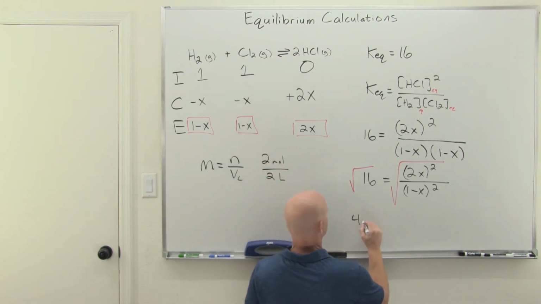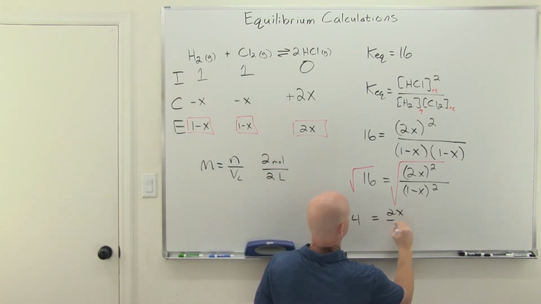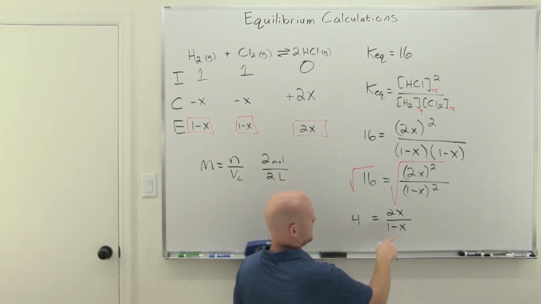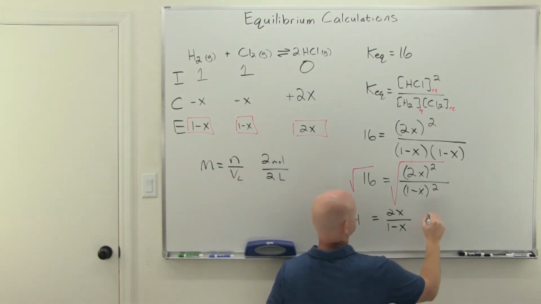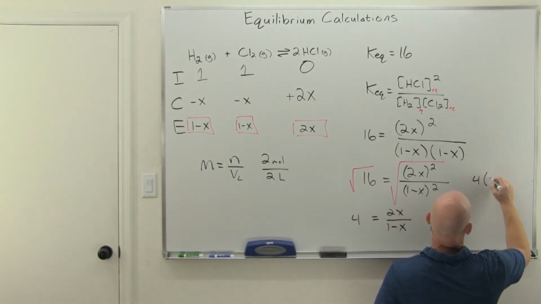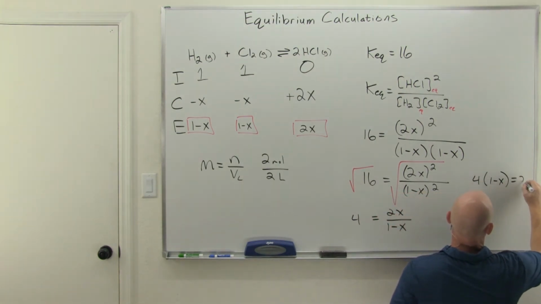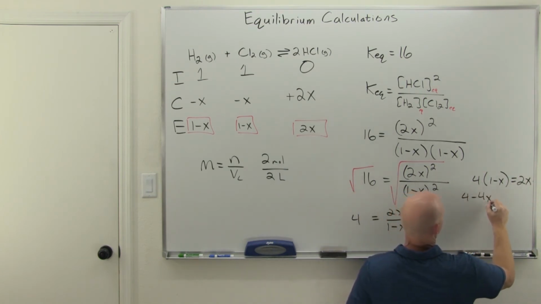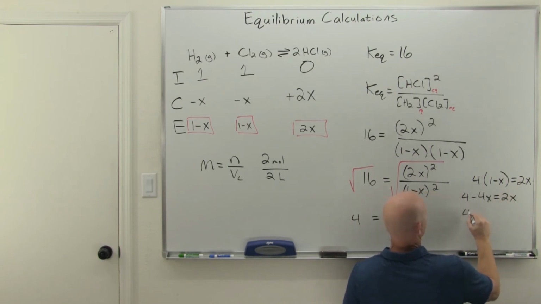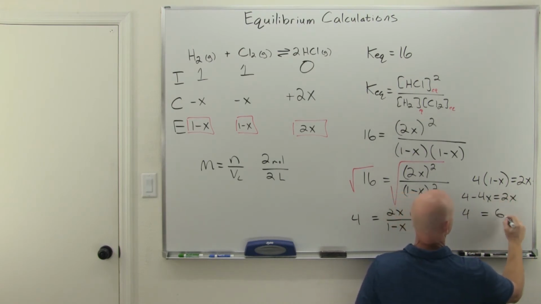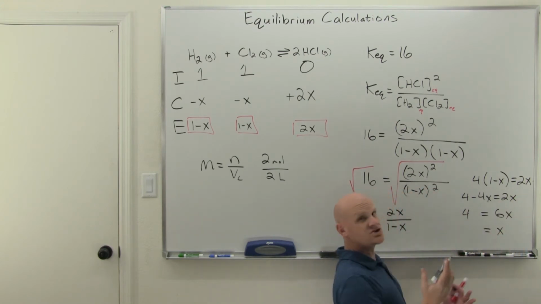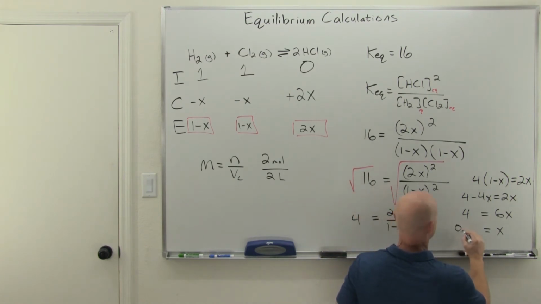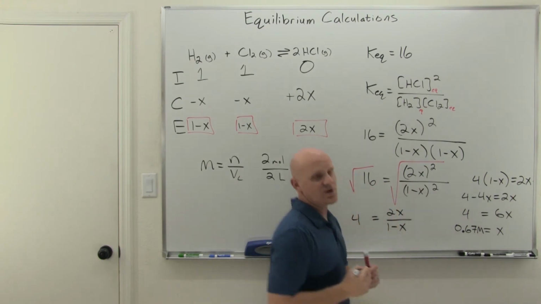And so we're going to end up with 4 equaling 2x over 1 minus x. We'll multiply up by the 1 minus x. And so we're going to end up with 4 times 1 minus x equals 2x. We'll distribute the 4 through, and we'll get 4 minus 4x equals 2x. Add 4x to both sides. 4 equals 6x. Divide both sides by 6. And we're going to get x equals 4 over 6, or 2/3, which is the same thing as 0.67. And in this case, it has units of molarity because it's a change in concentration.